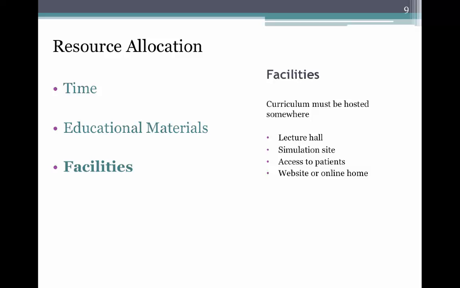Finally, your curriculum needs to be hosted somewhere. You'll need to consider where your curriculum will take place. Is it a lecture hall, sim lab, or do you need access to patients? Or do you need a website to host some webinars? You may even need a blog or a wiki.